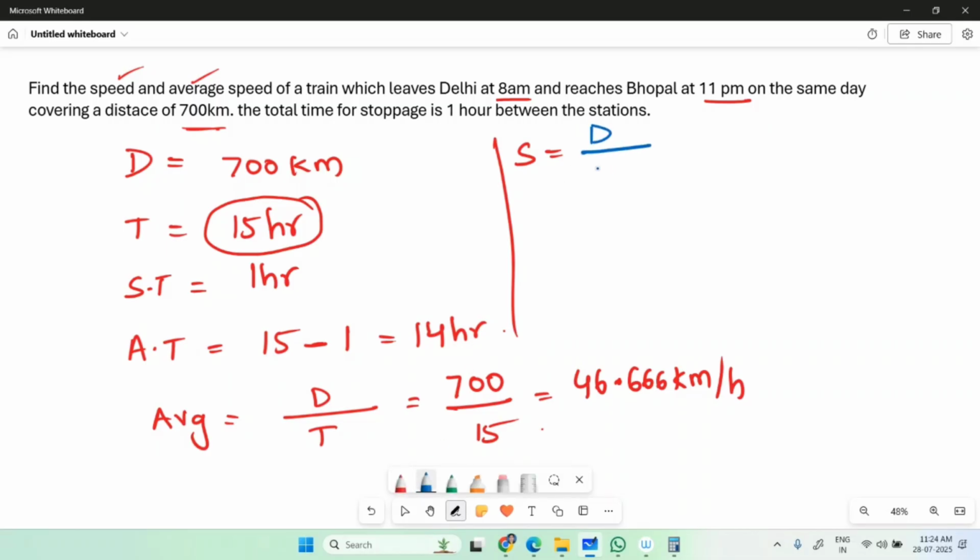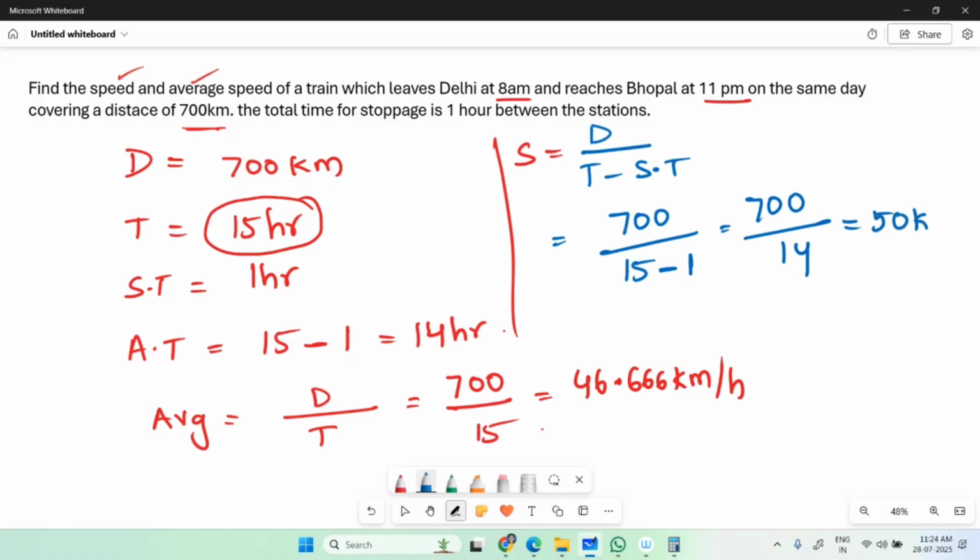Now let's find the normal speed. The speed formula is distance by total time minus time of stoppages. Distance is 700 kilometers. Total time is 15 hours minus stoppages time of 1 hour; 15 minus 1 is 14. So 700 by 14 is nothing but 50 kilometers per hour. So the average speed is 46.666 kilometers per hour and the original speed is 50 kilometers per hour after taking away the time of stoppages. I hope you understand the difference between average speed and speed.